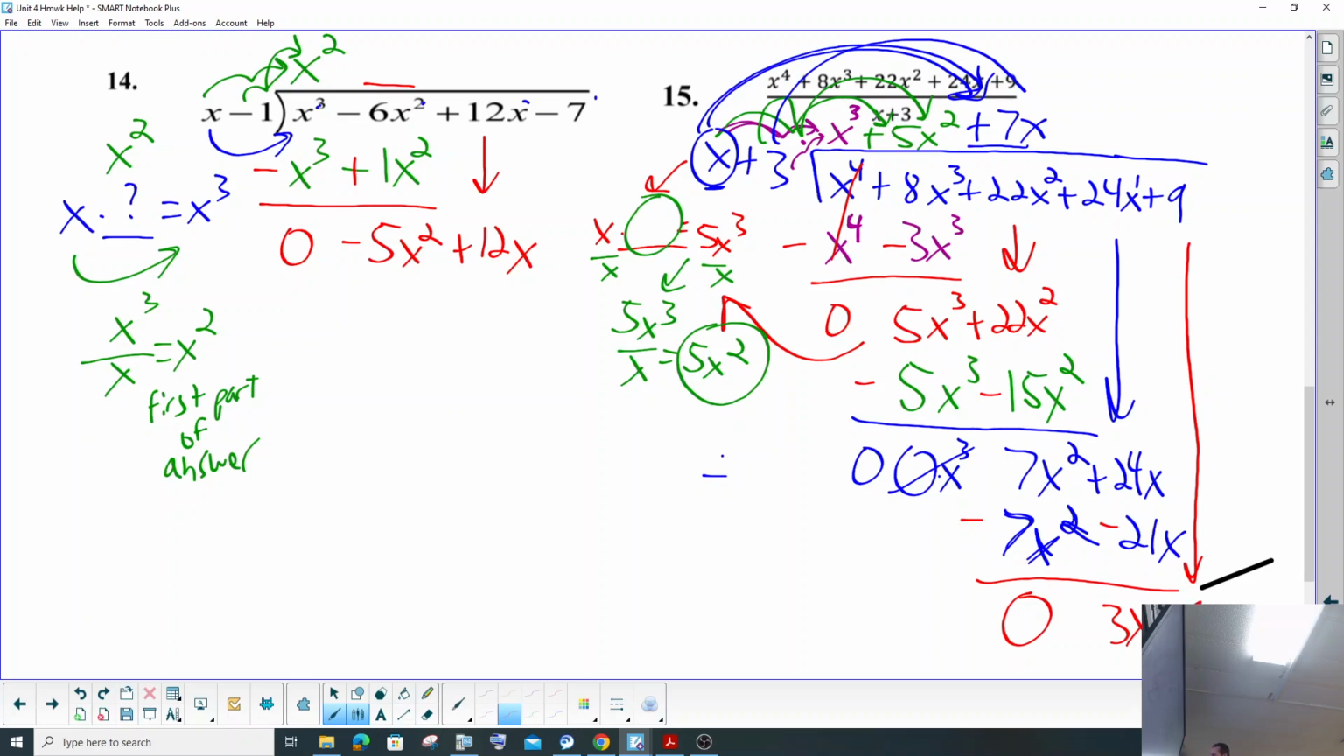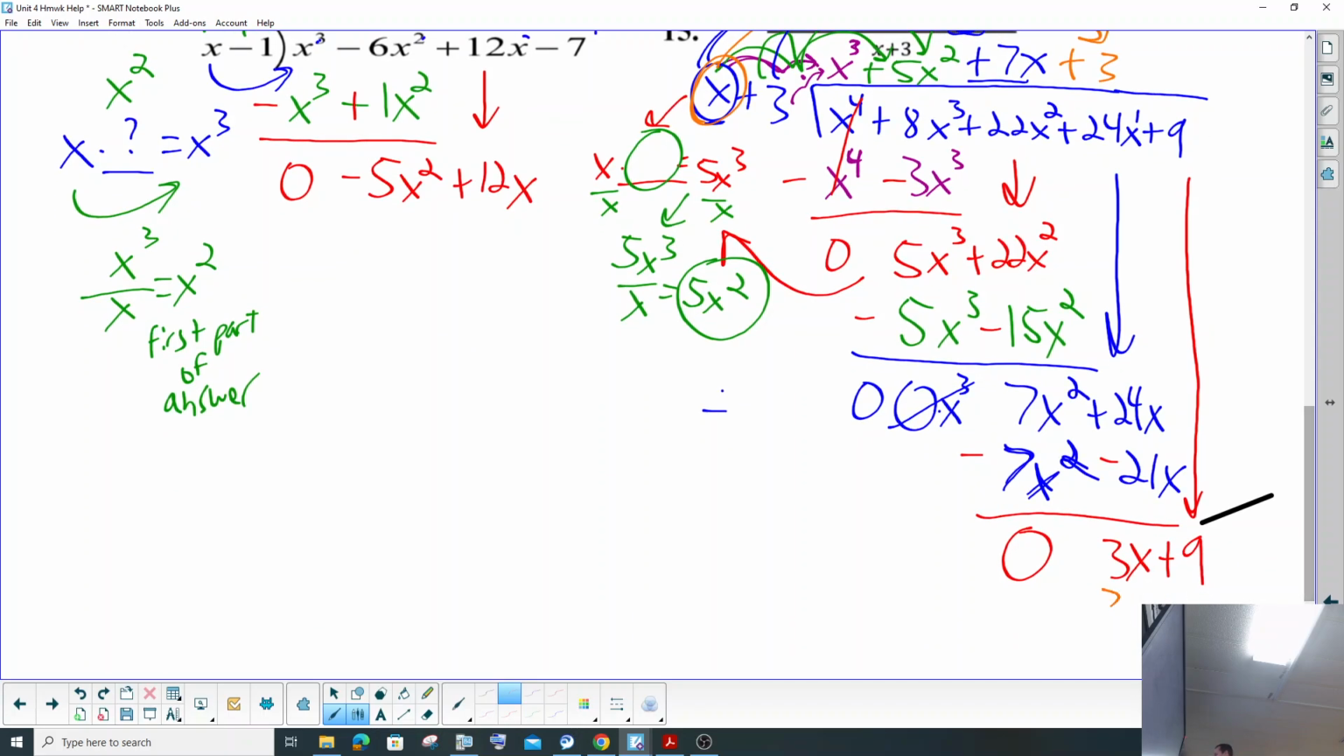Okay, how does x become a 3x? So x times what is 3x? So just a 3, right? Just a 3. So x times 3 is 3x. And 3 times 3 is 9. Change the signs. Yeah, we got a remainder of 0. So that means there's no remainder. And we get our big long answer.